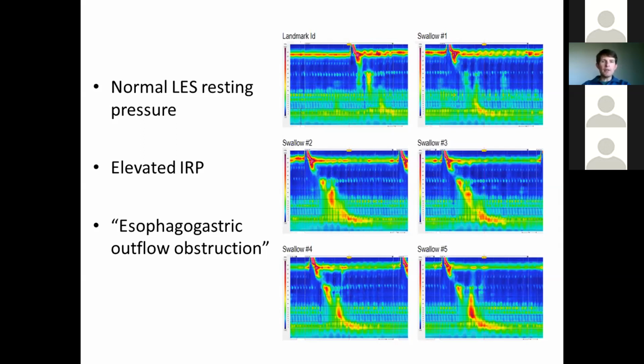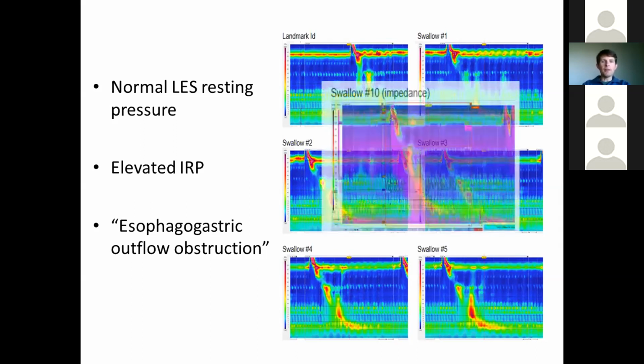And what I can say is frequently we see this, but it doesn't necessarily correlate with patient's symptoms. So you say, well, are you swallowing okay? Do you ever have any dysphagia? Ever any food caught, liquids caught? And frequently the answer is no. And not only does it not correlate necessarily with symptoms, but if you look at the impedance, it doesn't necessarily correlate with poor bolus clearance.